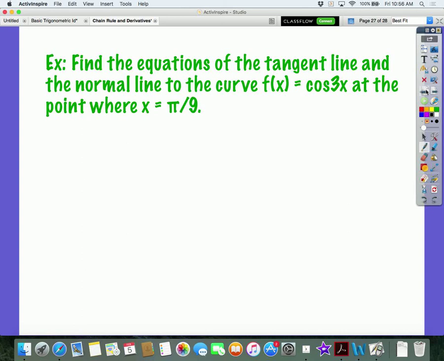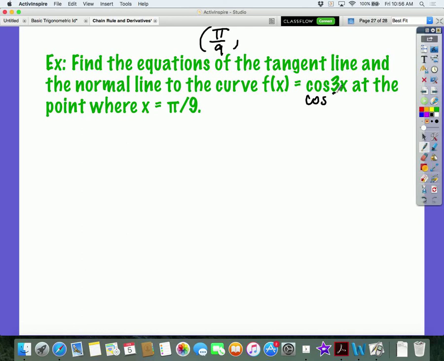We find the slope by plugging in what? The x value. That will give you the slope of the tangent line, and then the slope of the normal line is the opposite reciprocal. Now there is one piece of information that we don't know to actually write the equation, and what do we not know? The y coordinate. We know the x, but we don't know the y. So how do we find the y coordinate?